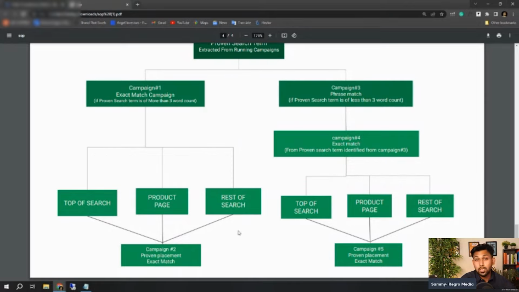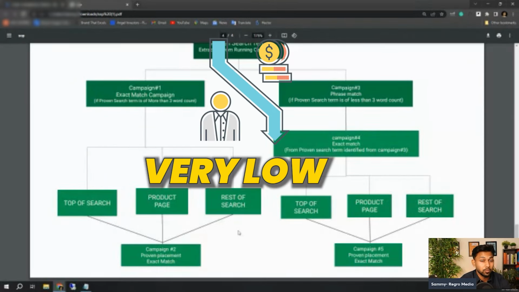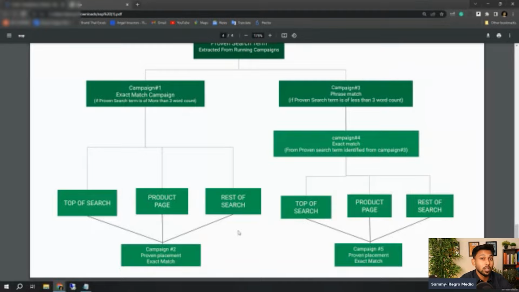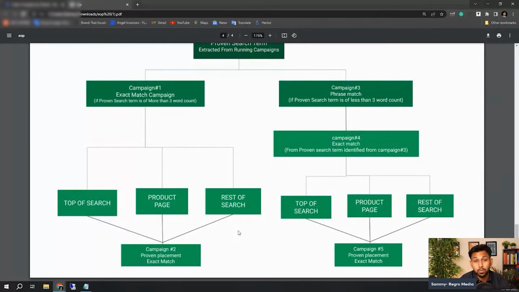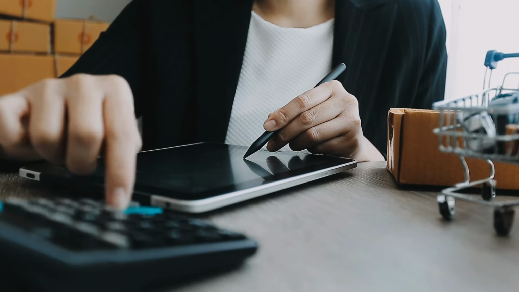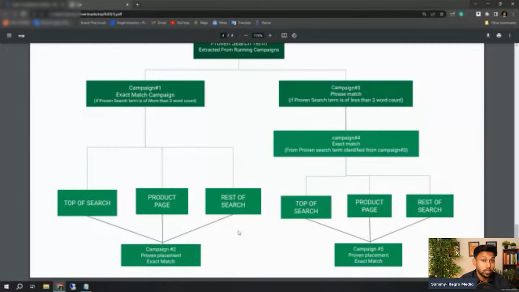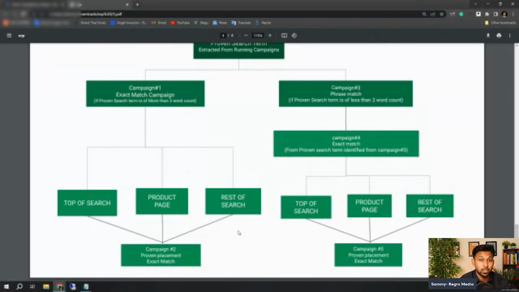Now, rest of the search is a little bit complex, because when you talk about rest of the search, what we generally do is, for getting rest of the search placement, we use up and down bid strategy, and we put the bid very low. And then the next thing is, once Amazon sees this, rest of the search is almost 50 to 60% dependent on Amazon. If your campaign is performing good for rest of the search, then only Amazon will distribute the budget to rest of the search. If the campaign is not delivering good results towards the rest of the search, you will probably not get budget distribution towards it.